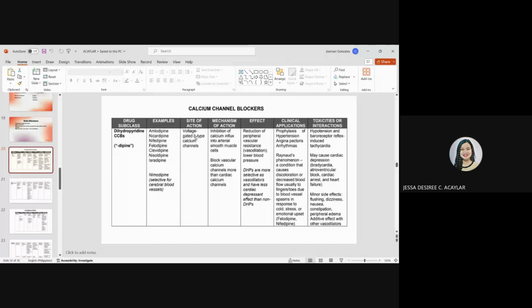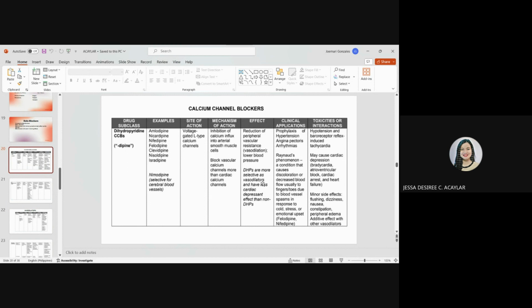Site of action is a voltage-gated L-type calcium channel. Ito po yung mechanism of action, inhibition of calcium influx into the arterial smooth muscle cells. It blocks the vascular calcium channels more than the cardiac calcium channels. So ito po ang effect niya, reduction of peripheral vascular resistance. So nagkakaroon tayo ng vasodilation. Then it lowers the blood pressure.